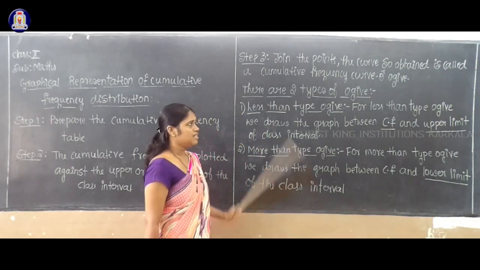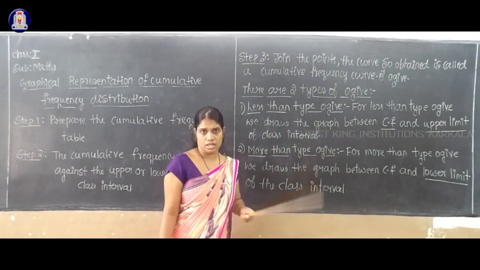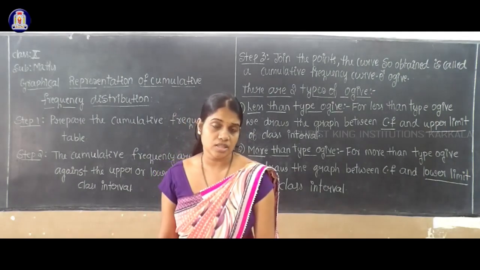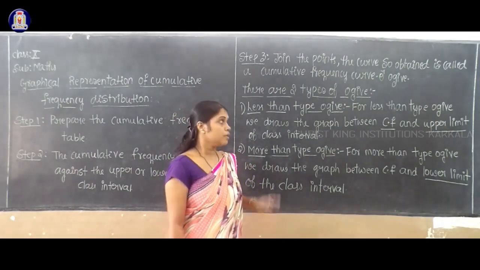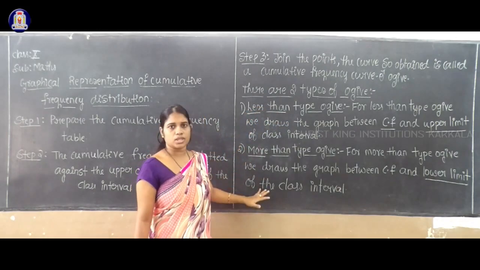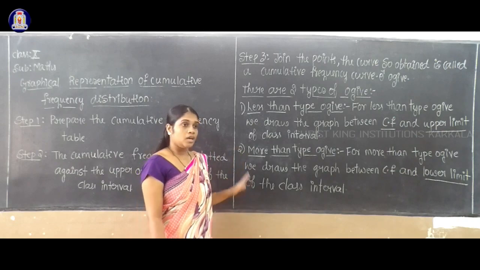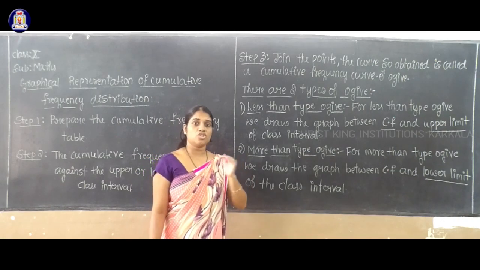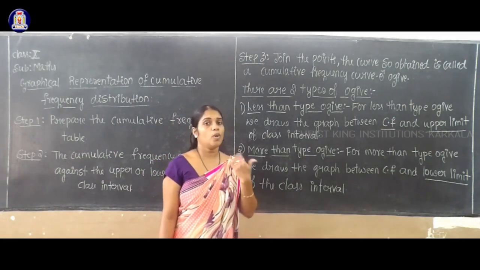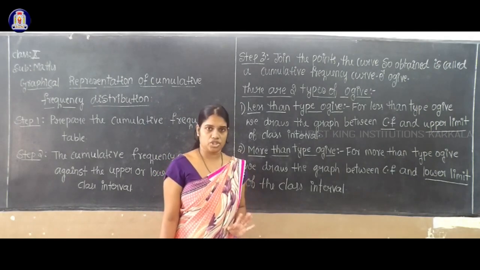Students, actually they will not ask for this explanation, they will ask only problems here. It is a 3 marks problem. This is a very important problem, but you should know about this: what is less than type and what is more than type, and about these 3 steps. Problems they will ask: draw the less than type ogive or draw the more than type ogive. Such types of questions they will ask, for 3 marks.